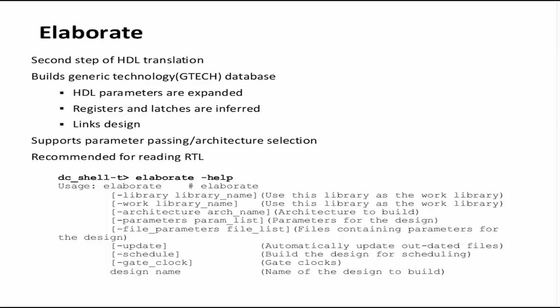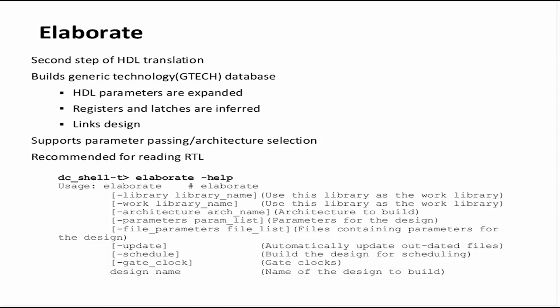So it supports parameter passing and architecture selection. Architecture selection is VHDL specific. Parameter passing is Verilog specific. So analyze and elaborate, both these commands combined together, are recommended for reading RTL into Design Compiler.